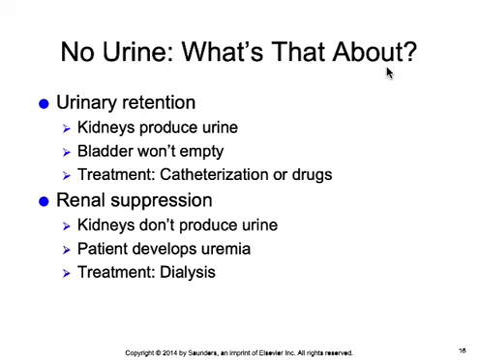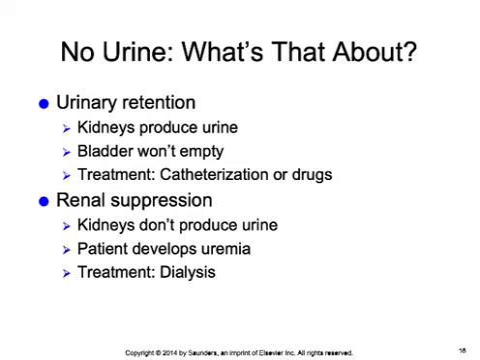Anuria is no urine production. Cause: the kidneys can't produce urine or the bladder won't empty. We treat with catheterization or with drugs. In renal suppression, the kidneys don't produce urine, the patient develops uremia, and treatment is dialysis.